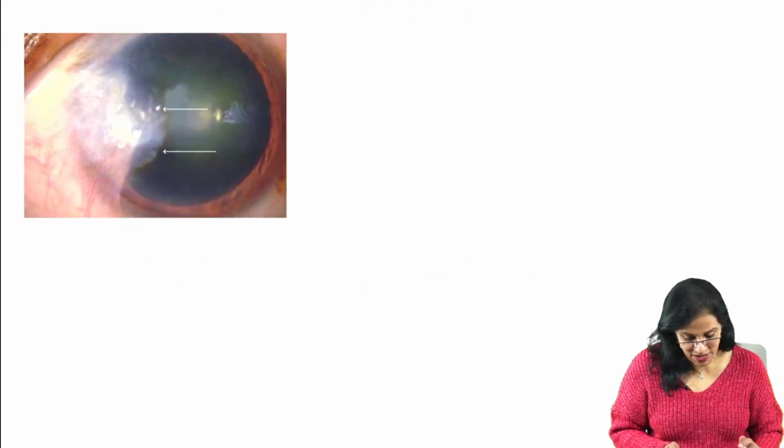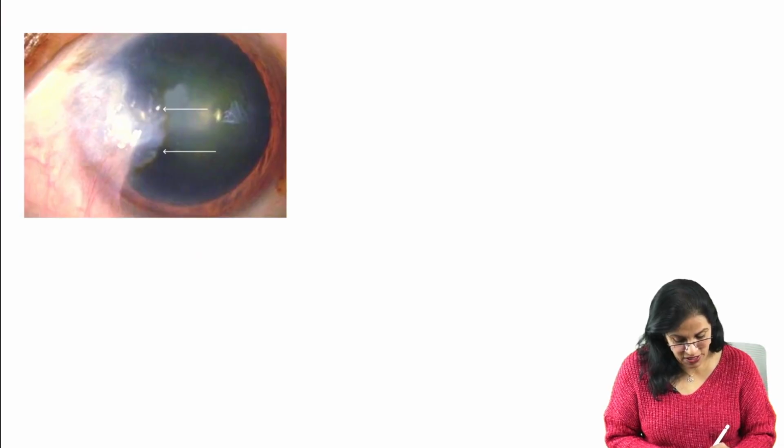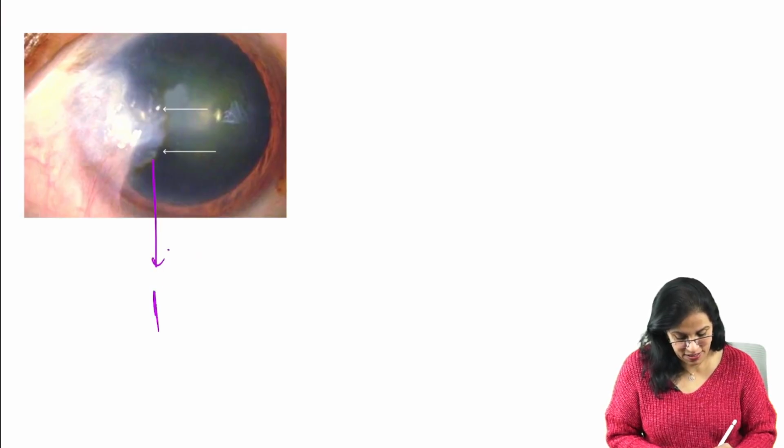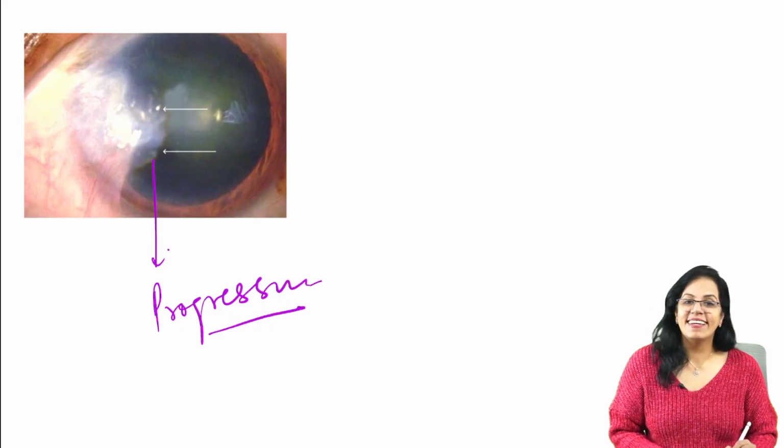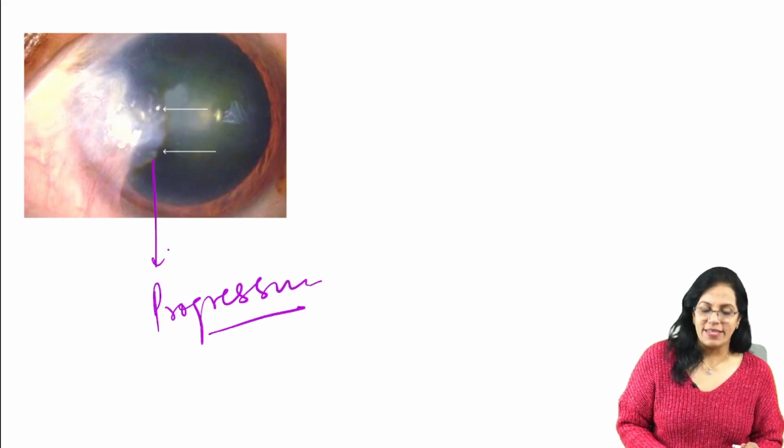So here you can also see if there is an infiltration ahead of the pterygium like this, it is mainly considered a progressive one. This is another important point.